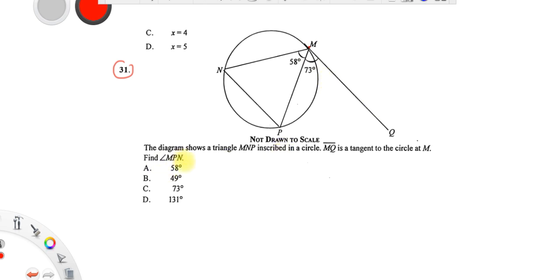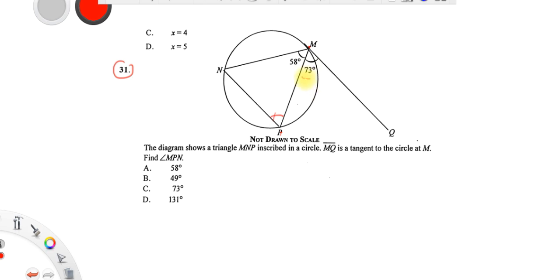We are to find angle MPN. This is simple, guys. This is the alternate segment theorem. The alternate segment theorem says that the angle between a chord and a tangent, this chord being PM, is equal to the angle in the alternate segment.